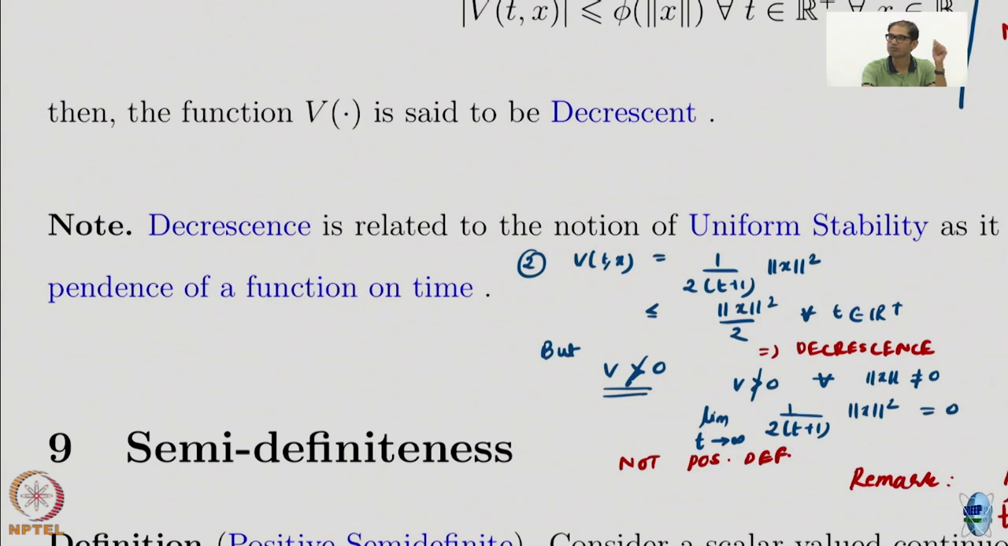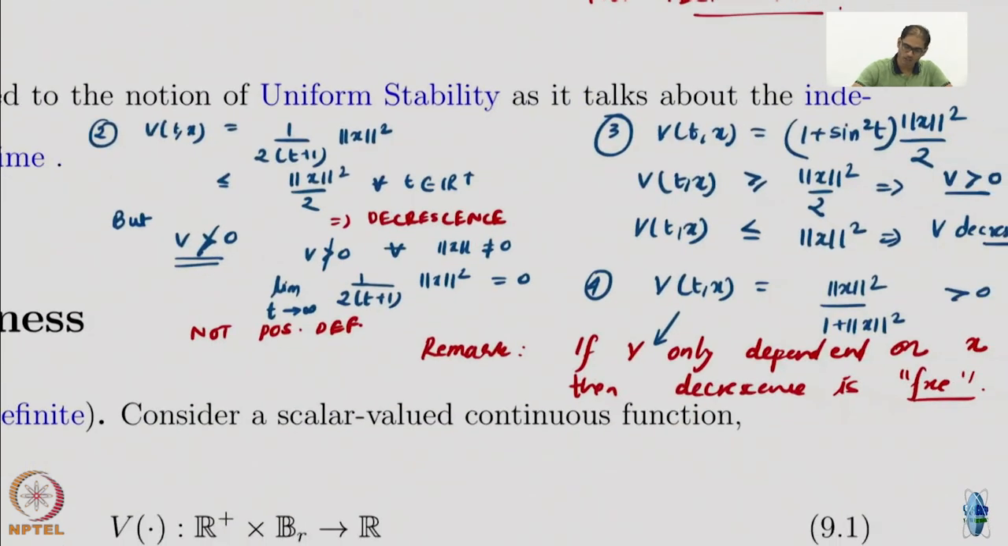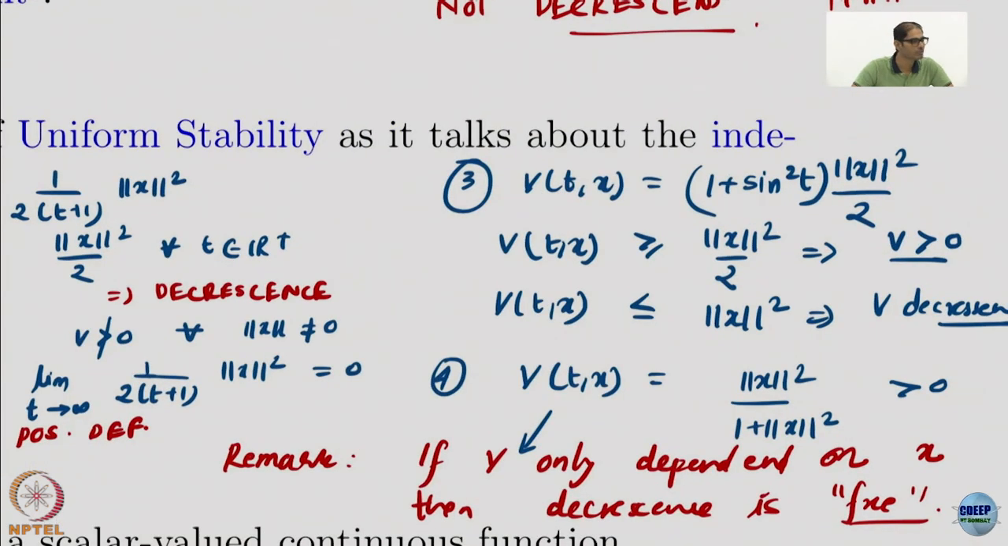So can you tell me if there is a function which is both positive definite and decrescent? How do you think we can get a function which is both positive definite and decrescent? I gave you an example of positive definite. I gave you an example of decrescent. Now I want both. Time bounded function. Yeah, a little bit more. I'll say it has to be bounded on both sides. It's a function that is bounded, corresponding to time, on both sides, which is why I had introduced this example earlier.